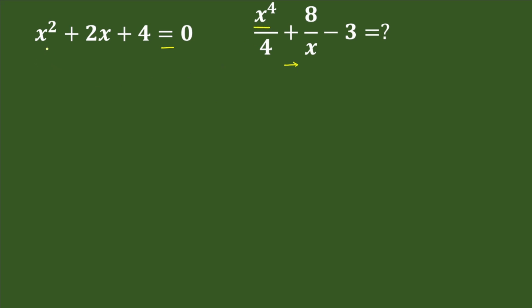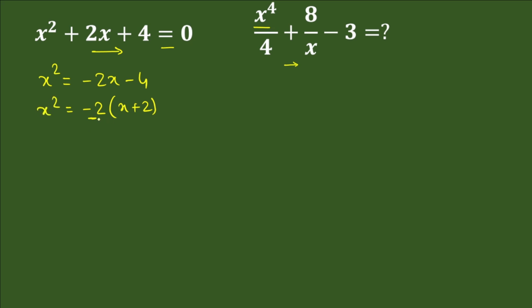Now let's keep x square in the left hand side and the remaining terms in the right hand side. So x square will be negative 2x minus 4. From the right hand side we can take negative 2 common, so it will be x plus 2, right? We have taken negative common, so here it will be plus. So this is the value of x square.